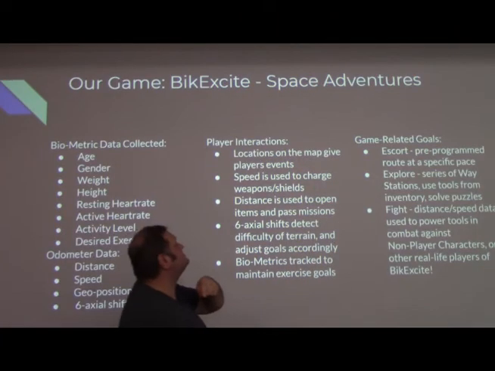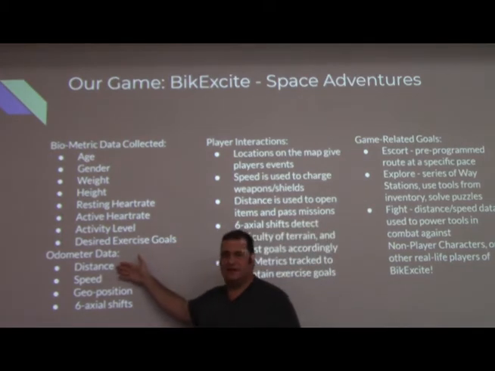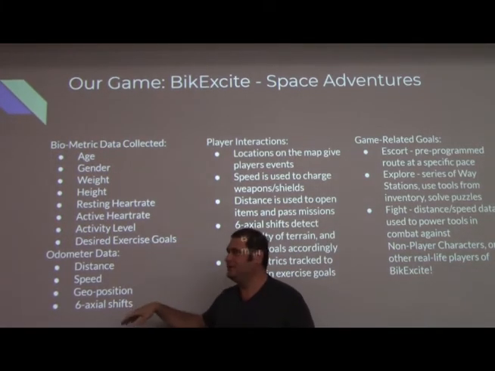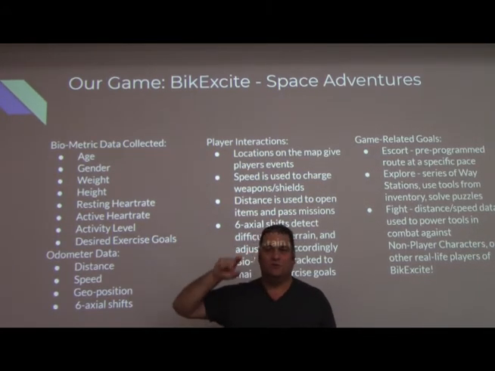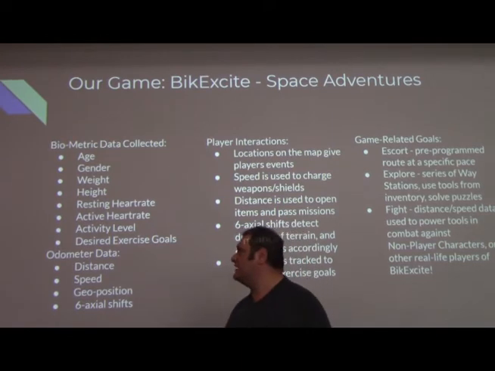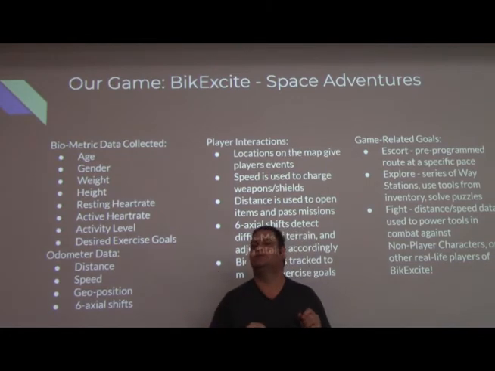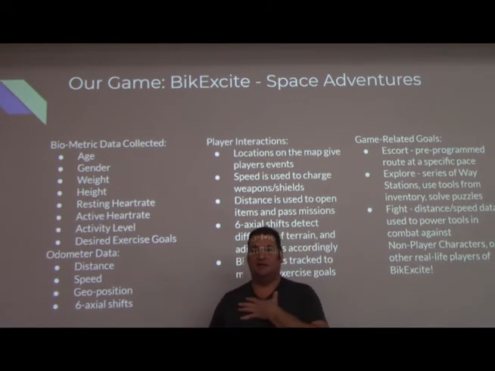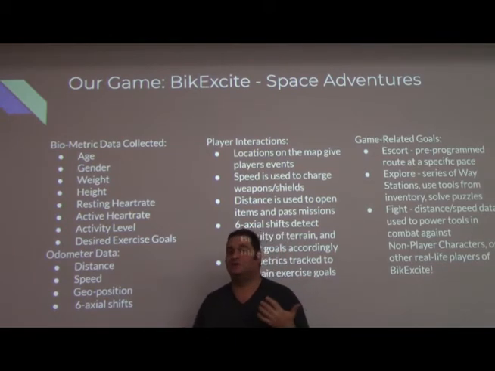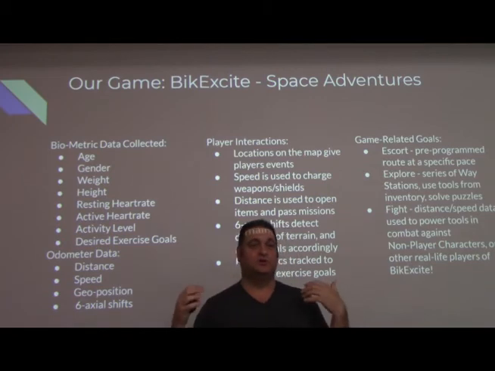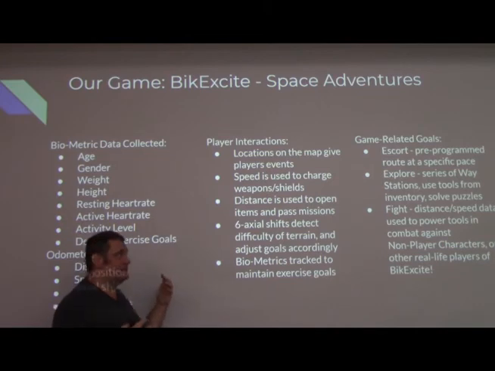Our game, Bike Excite, Space Adventure, right? So we're going to get those bits of data, the distance, speed, geoposition, and so on. But also, I want the app to get these bits of data: age, gender, weight, height, resting and active heart rates, and things like your activity level and desired exercise goals. This game, as I'm designing it, is more for actually trying to get the user to be more physically active. Locations give players events, just like in the other one.